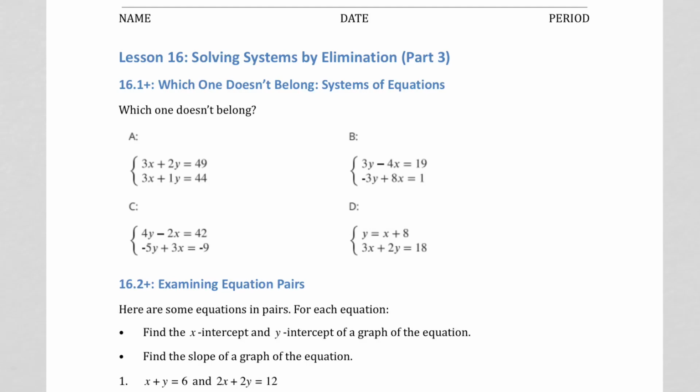So this one is Solving Systems by Elimination Part 3. We've done Part 1 and 2 already. So first we're going to look at which one does not belong in this system of equations.